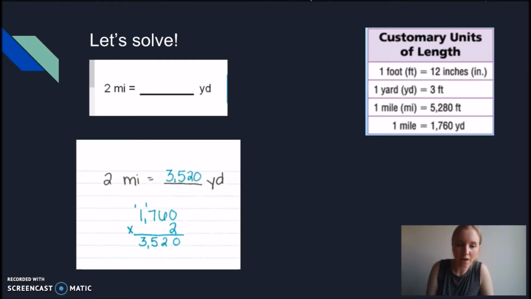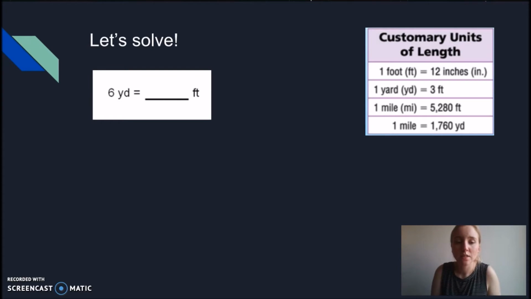Did you get 3,520? If you did, awesome job. If you didn't, let's talk it over. So 2 miles equals 3,520 yards. So if I look at this, 1 mile equals 1,760 yards. Next, we are going to take that 1,760 yards and we're going to multiply it by 2 to get our answer. Let's go ahead and move on.